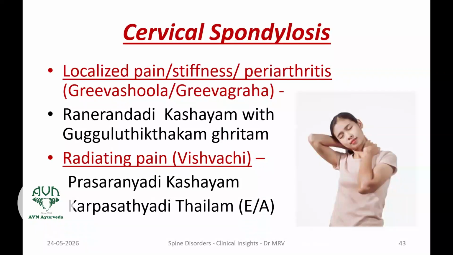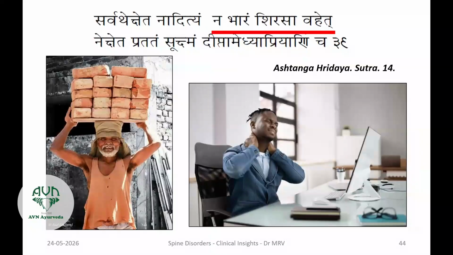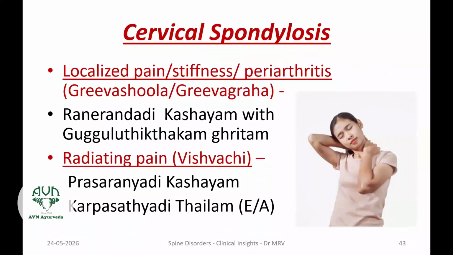But in Gridhrasi, the same radiating pain goes to the lower limbs. At that time, we can go for Lashuna Kshira. Vatagulma Udavartam Gridhrasim Vishamajwaram Rudrogam Vidradhim Shosham Sadhayatyashatalpaya, which means that in Gridhrasi we can go for Lashuna Kshira Paka. In Vishwachi, for radiating pain of the upper limb, we can go for Prasaranyadi Kashaya.